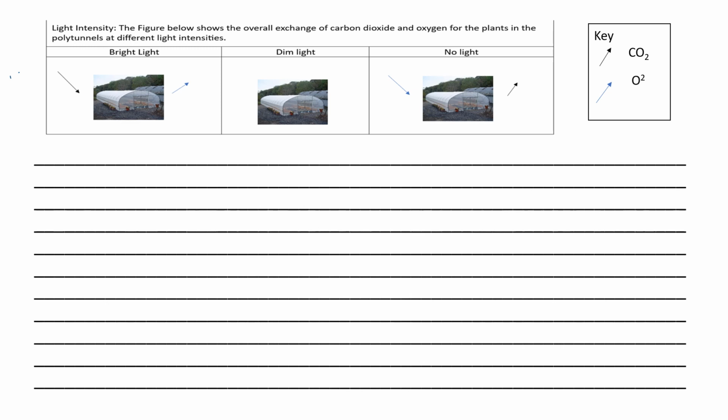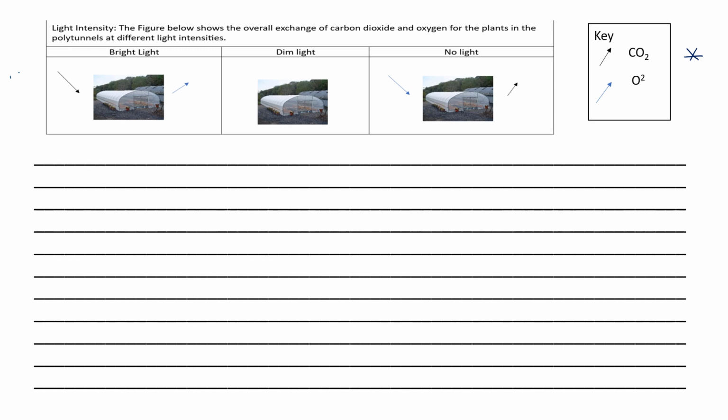It gives you a key and tells you that the black arrows are carbon dioxide, and pointing down, I would assume that tells you that's the gases being taken out of the air, and when the arrow is pointing up, that's the gases being released into the air. And the blue arrows are oxygen.